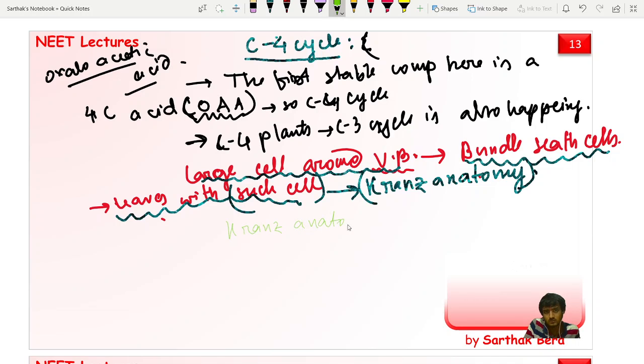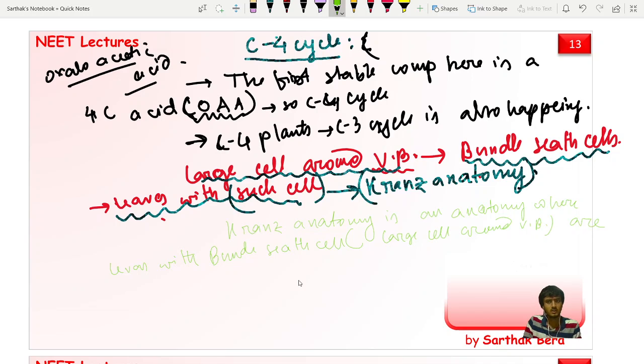Kranz anatomy is an anatomy where leaves with bundle sheath cells, which are large cells around the vascular bundle, are present. This is the basic definition of Kranz anatomy.